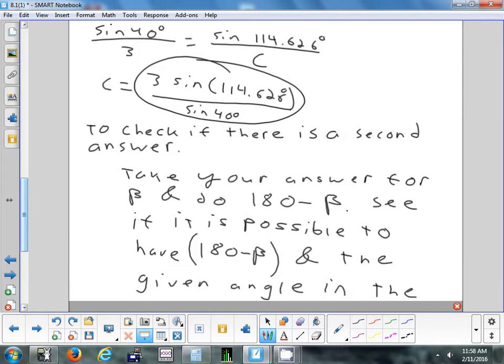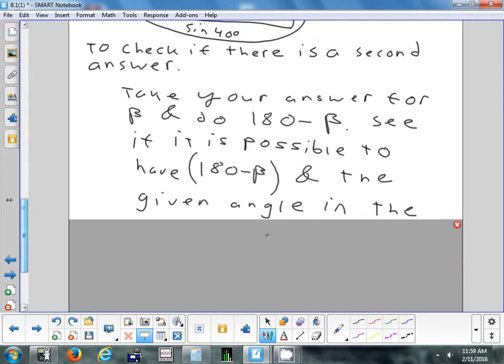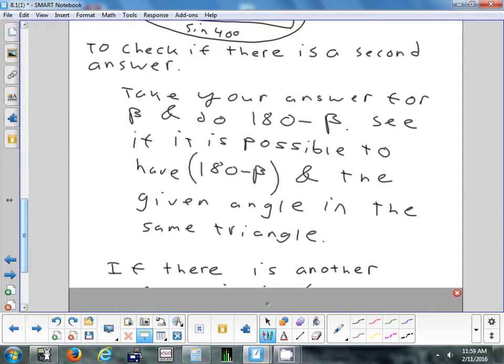Okay, so this part you guys already know, but to check if there's a second answer, we know we have to be in quadrant 2. So you do 180 minus your reference angle. It could be beta, it could be alpha, it could be gamma, it depends on how the problem is set up. Then take that answer and see if it's possible to fit that answer and the given angle in the same triangle. And by possible, I mean, does it add up to less than 180?